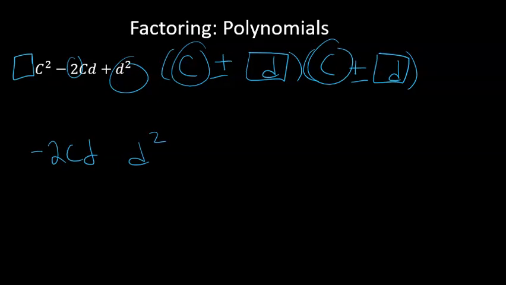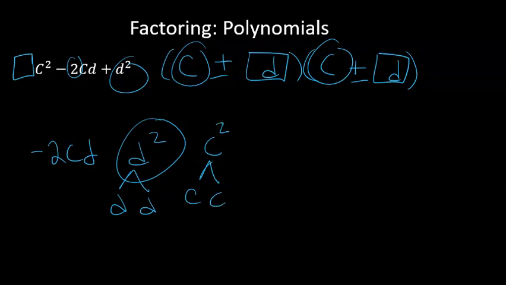Anytime you see a square, you know you can evenly distribute it. It's just going to look like d, d. If it's a c, it's going to look like c, c. So let's see. Oh, it's a negative. Okay.